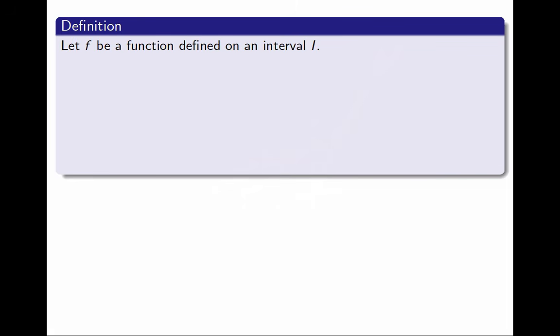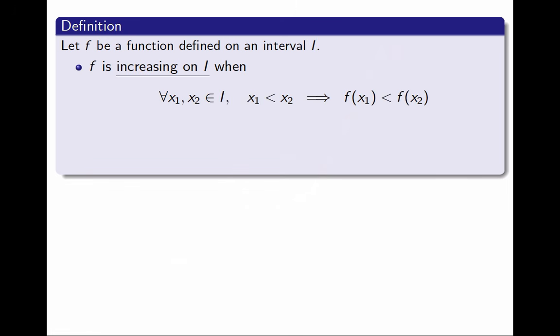Here is the definition. I begin with a function defined on an interval I. I want to say what it means to be increasing on I. A function is always increasing on a domain. And that means this condition: for every two points x1 and x2 in I, if x1 is less than x2, then f of x1 is less than f of x2. So that means if I take a bigger input, then it produces a bigger output. And that's going to mean that the graph is always going up.